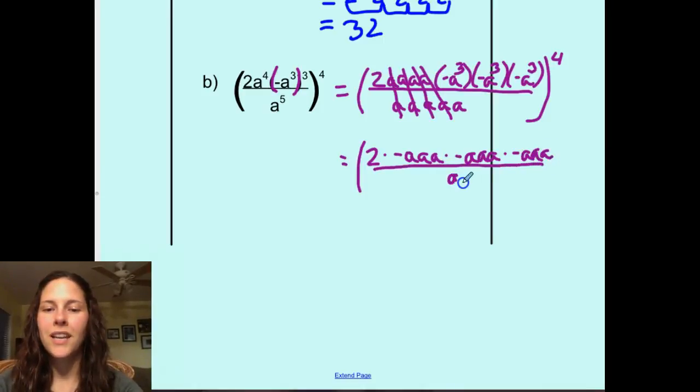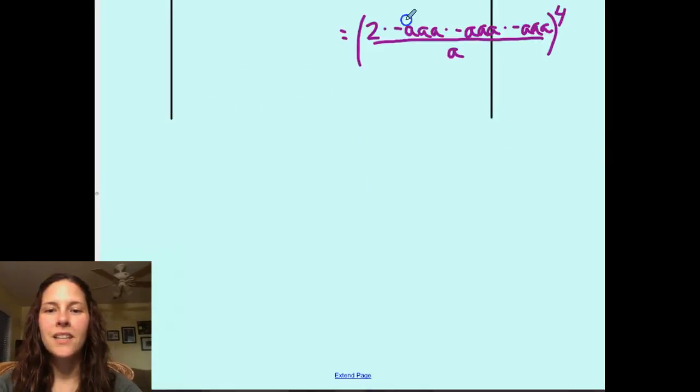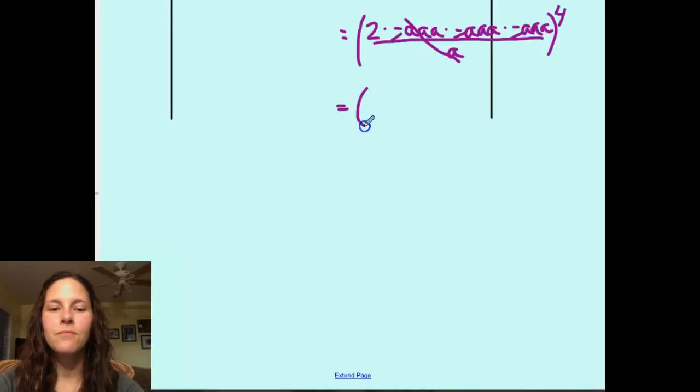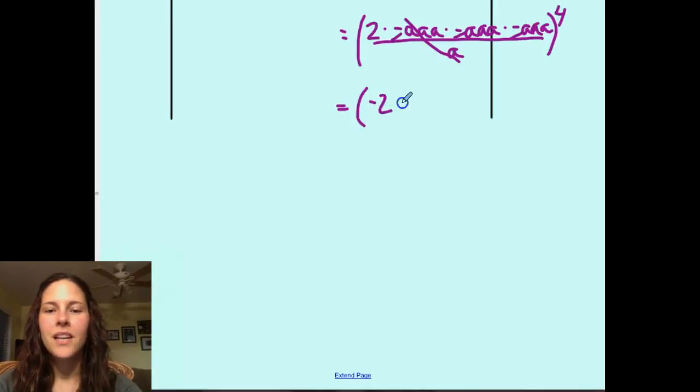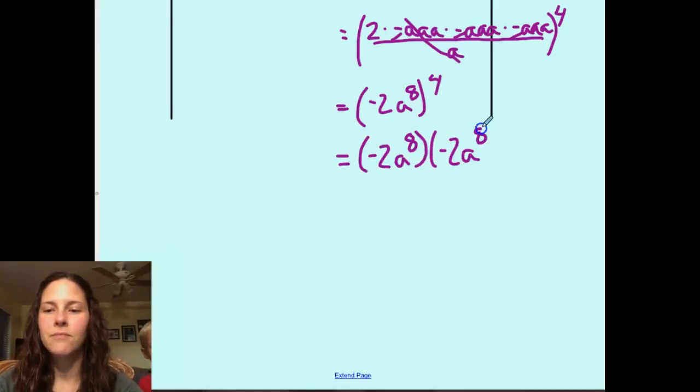All over my 1 a left in the denominator to the 4th power. Next, I will cancel one last a, and then I will multiply 2 times negative is negative 2, times another negative is positive 2, times another negative is negative 2. And I have 8 a's left in the numerator to the 4th power. So I will write my negative 2a to the 8th times itself 4 times.